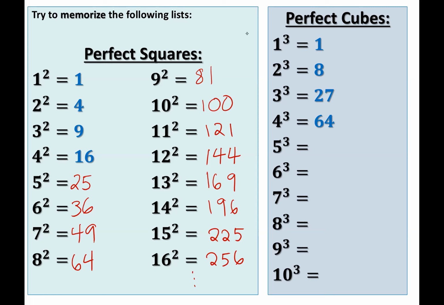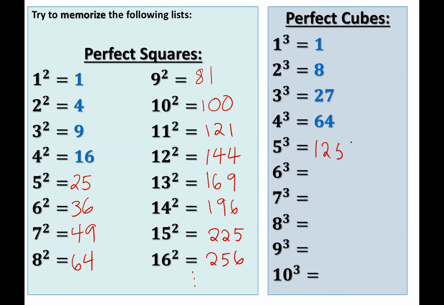The next list is perfect cubes. These are probably less familiar to you. We are going to see some formulas with an exponent of 3 with perfect cubes. Okay, so the list has been started. 1 cubed, that's 1 times 1 times 1, that's 1. 2 cubed, 2 times 2 times 2, that's 8. 3 cubed is 27. 4 cubed is 64. Let's fill the rest in. 5 cubed is 125. So that's 5 times 5 times 5.